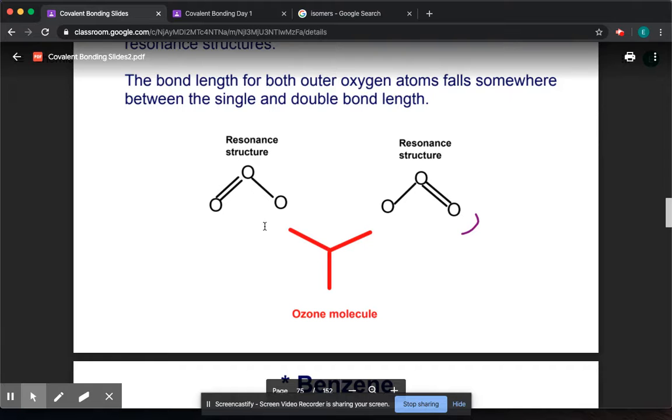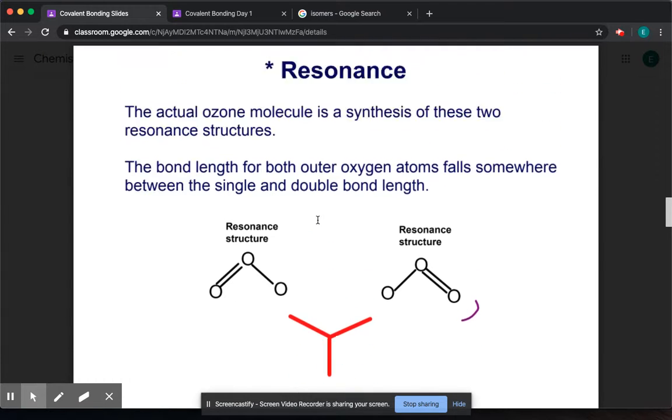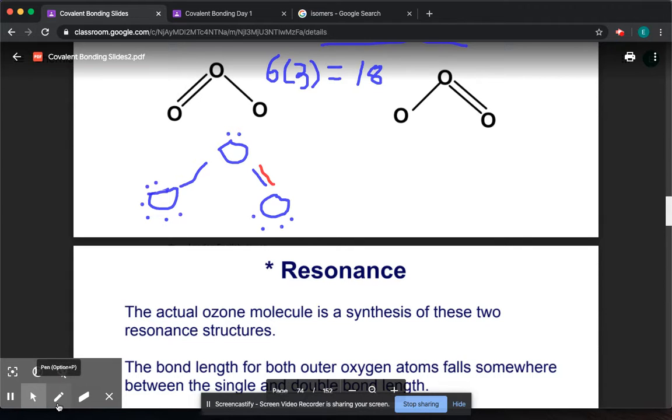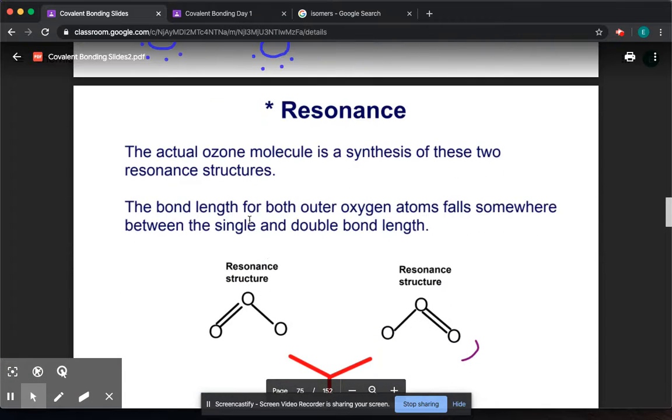But to draw them on a piece of paper, this is how we'd have to draw them. And you may actually see it drawn like this instead. So instead of them doing that, when something has a resonance form, what they sometimes do, if you study chemistry in college, you may see this. So what they'll do is they'll draw dashed lines like this. They'll draw dashed lines signifying that the double bond can be on either the one on the left or the one on the right. So you may see it drawn like that as well.